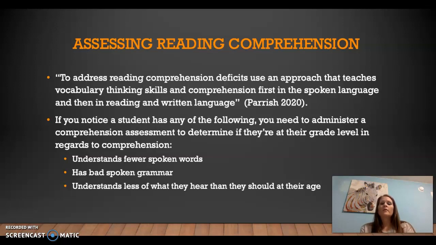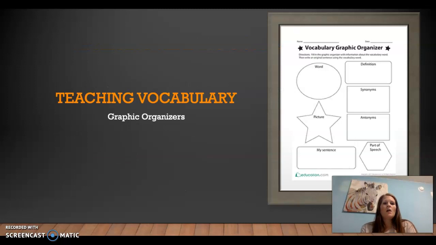On that note, if you notice a student has any of the following that I have listed here, you definitely need to administer a comprehension assessment of some kind to determine if they're at their grade level, and if not, what problems they have the most, so that you can set up some kind of lesson plan going forward for that child. If they understand fewer spoken words, have bad spoken grammar, or understand less of what they hear than they should at their age, then there's definitely an issue there, and they won't be able to comprehend what they read if they're having problems here.